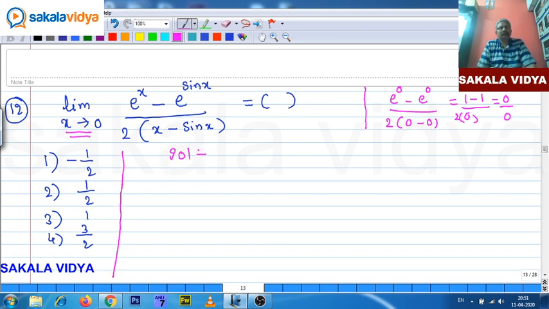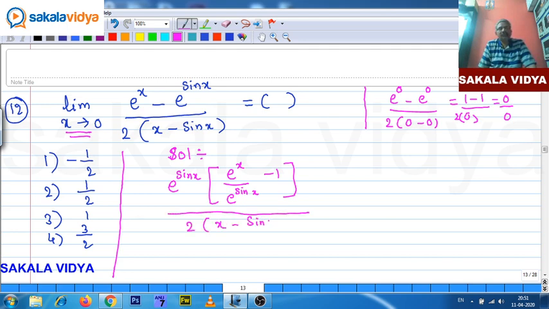Solution: e power sin x common. So you will get like this: e power x by e power sin x minus 1. Now open the brackets, you will get same thing itself only, and by we have 2 into x minus sin x. Here limit x approaches to 0.